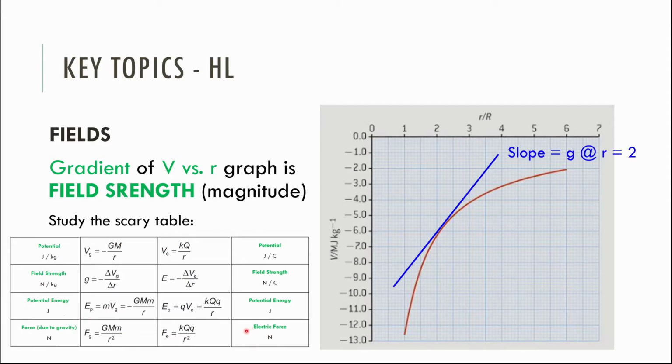Make sure you know for sure what the names of these things are, which is the bare minimum. You've got to know that that's electric force, and that's electric field strength, which we would measure in newtons per coulomb. That's potential energy versus that's potential. So just know what all of this stuff is.